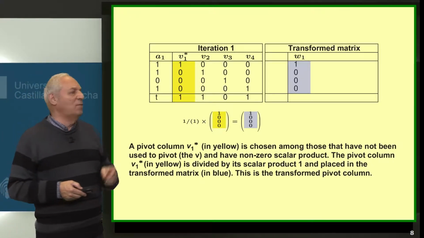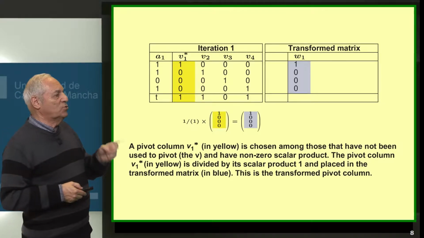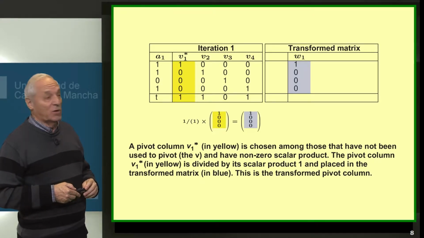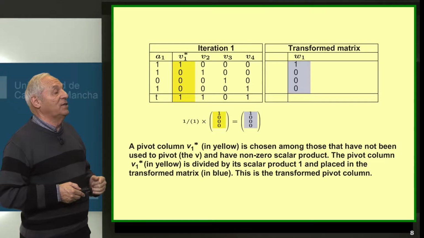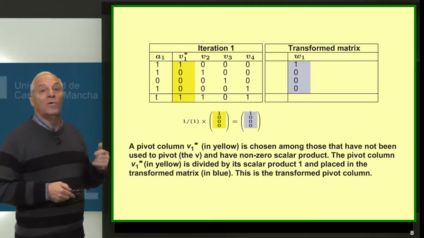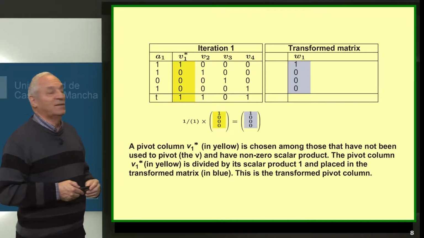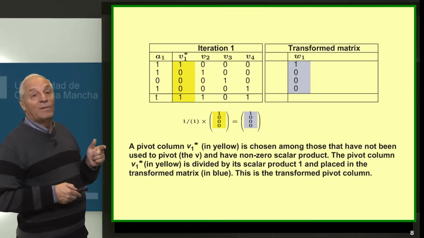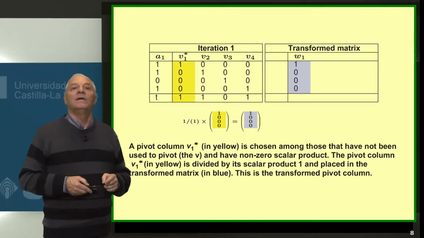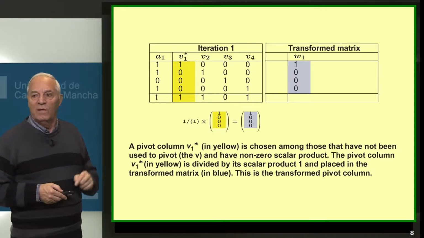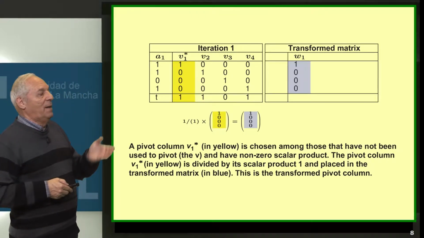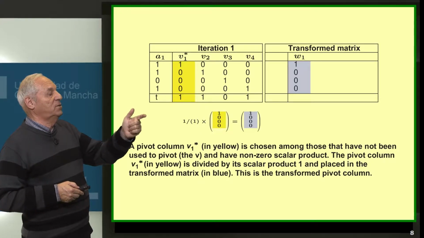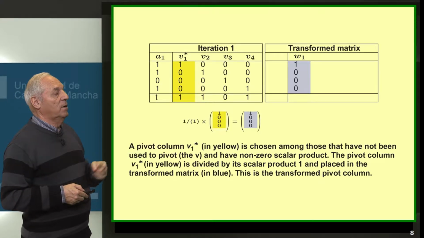Next, what we have to do is to transform that matrix of iteration 1 into another matrix. Let's see how it transforms. First, let's see how to transform the pivot column. The pivot column is divided by its pivot, which is the corresponding scalar product. Here, the pivot is v1 asterisk, and its pivot is 1, because its scalar product is 1. We have marked it in yellow. Therefore, if the vector 1 0 0 0 is divided by 1, it gives the same vector, which is what I put in the transformed matrix, in blue color.